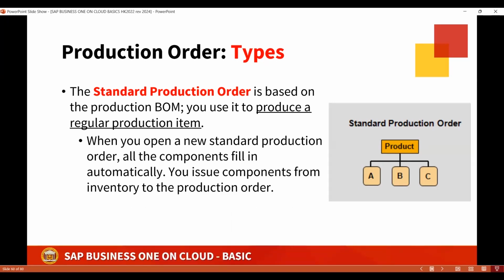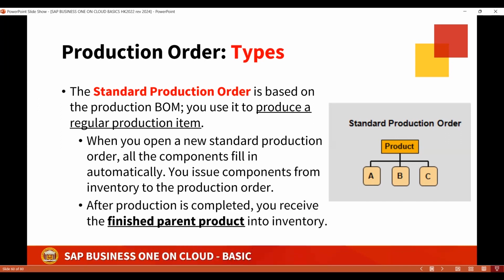When you open this new standard production order, all the components fill in automatically. And we also issue components from inventory to the production order. By issuing these components, the production process happens. And after the production is completed, we receive the finished parent product into inventory. So as you can see in this particular image, these components are used to create this finished product.